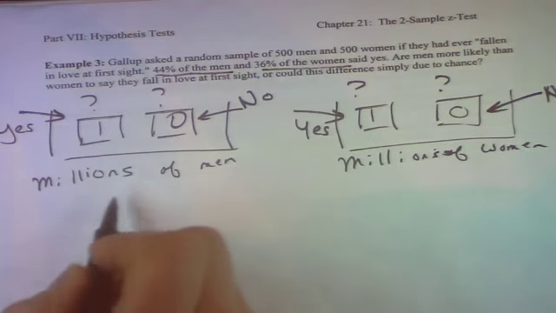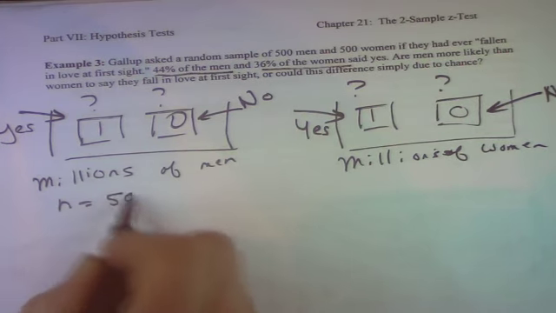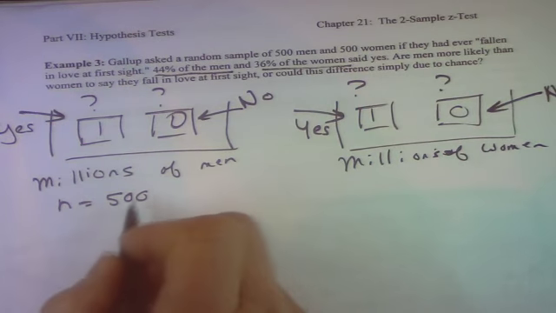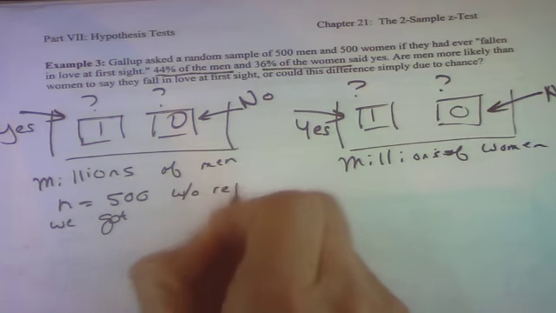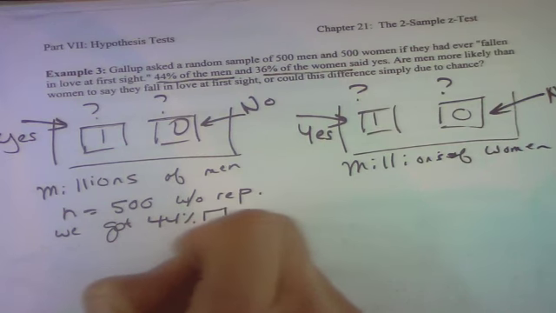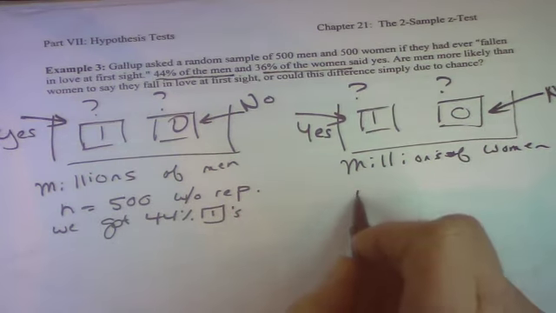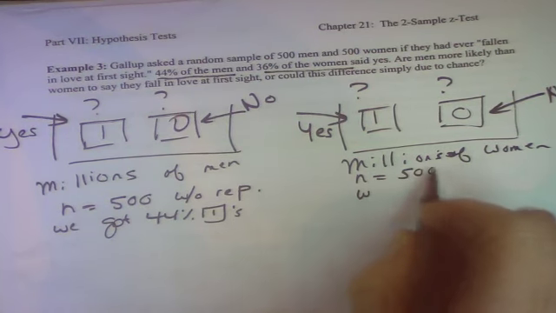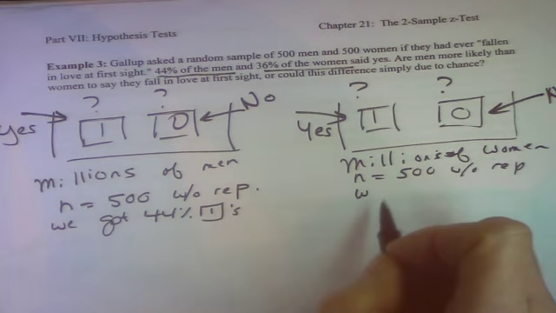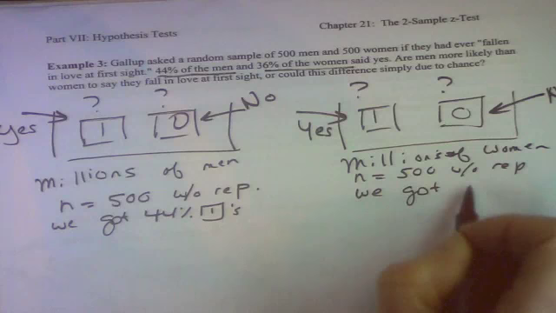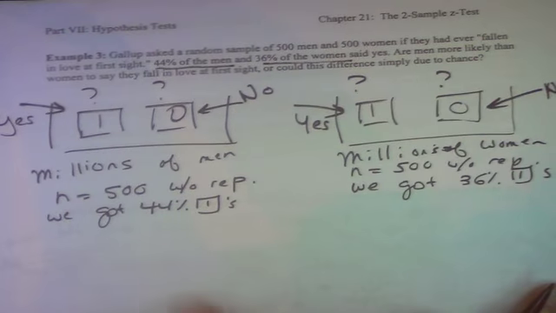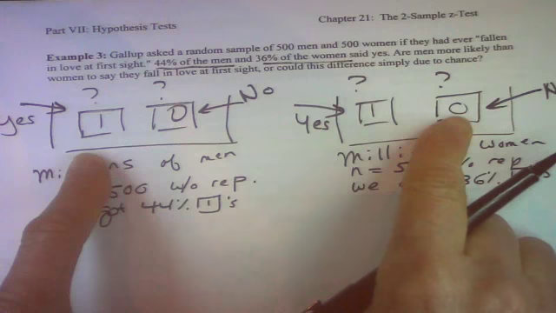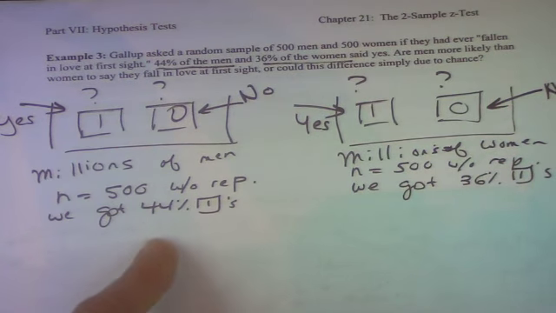Okay? But in our sample of 500 of the men, we got what? Without replacement, what did we get? 44% ones. Well, it's not like everybody does. And here we sampled 500 women without replacement. And here we got only 36% ones. So my question, I was really curious. Does this mean it reflects a real difference in the population? Or could this be due to the luck of the draw?